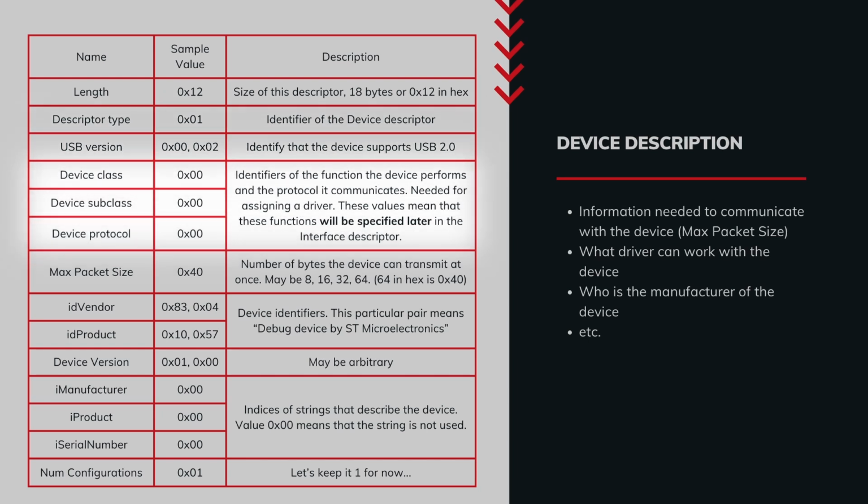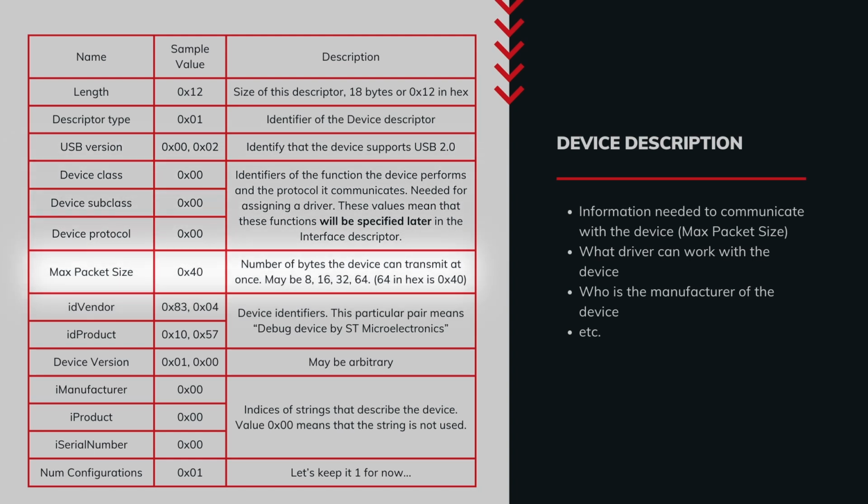Device class, subclass, and protocol. These values describe what driver can communicate with the device. For example, the class may be a mouse or a microphone. And if the host has a driver for USB microphone, it may use this driver for the device. Here I leave these values at 0, meaning that we'll set them later.